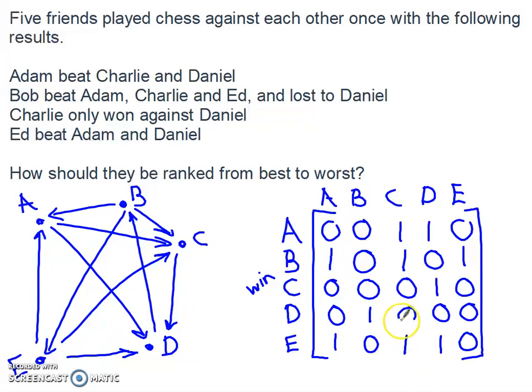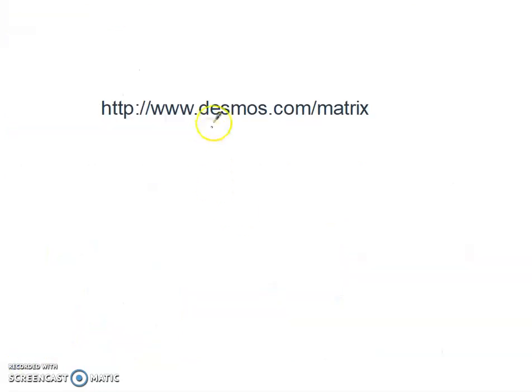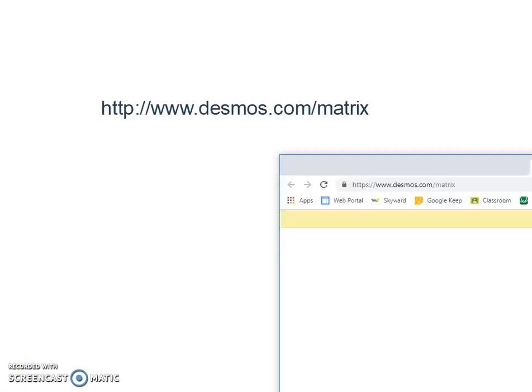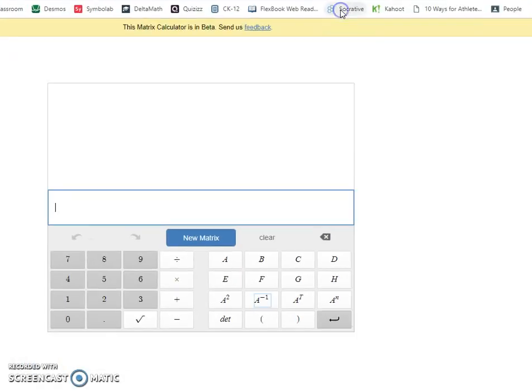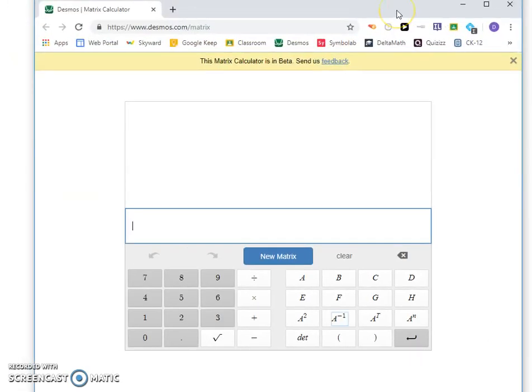Okay. So now we have a matrix that represents the number of times that they won against each person. And of course, they played once, so Ed won against Adam once. Well, what we'll do is use this matrix to calculate some more interesting things here. So to do that, rather than multiply matrices by hand, we're going to use a handy tool that Desmos has put together for us. If you go to this link here, I get Desmos's matrix calculator, and this is going to be pretty handy.